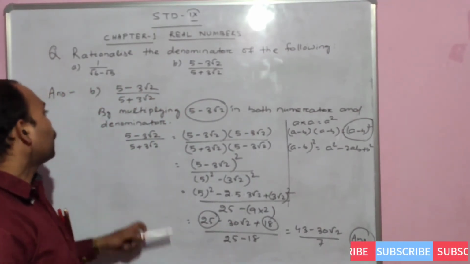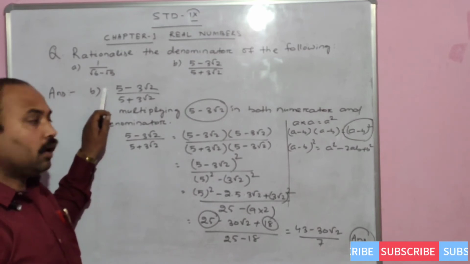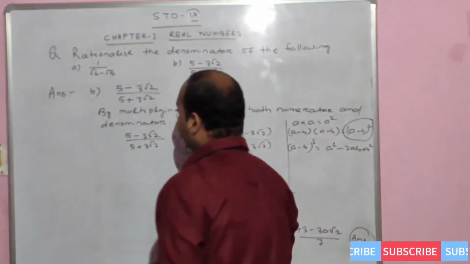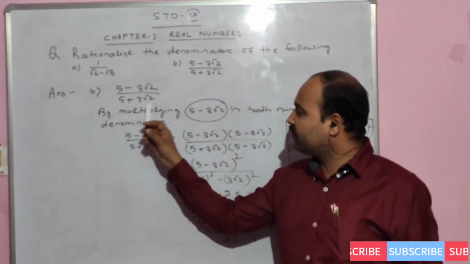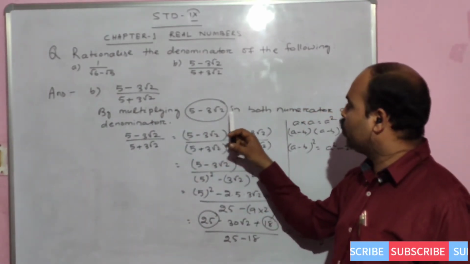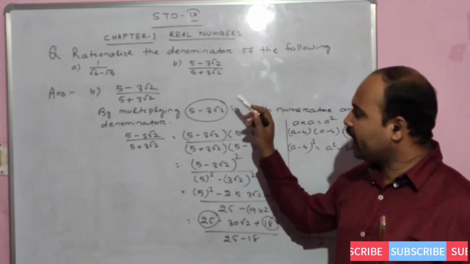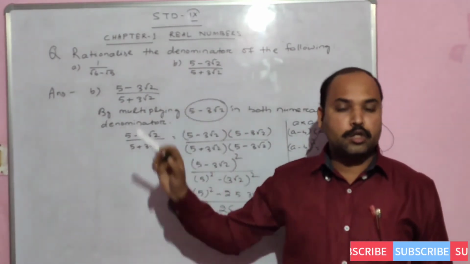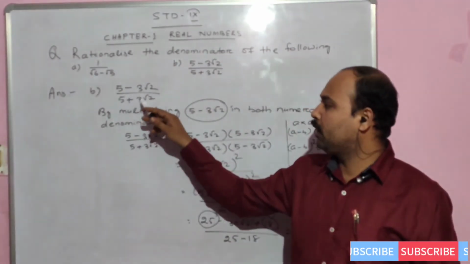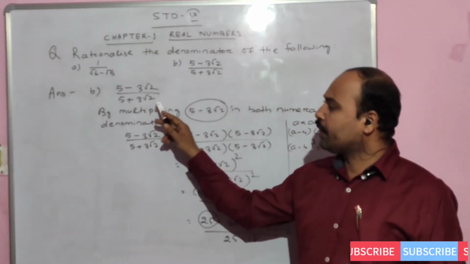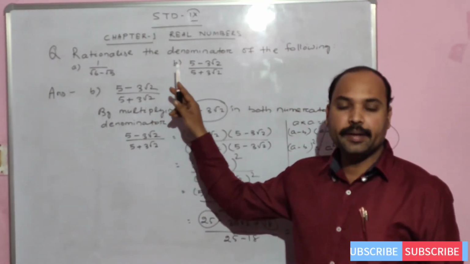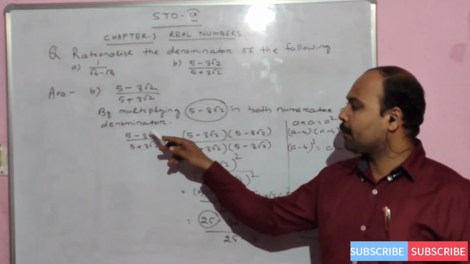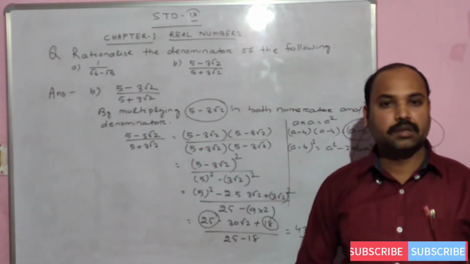Again I am explaining it. When we rationalize the denominator of (5 - 3√2)/(5 + 3√2), then what will we do? We have to multiply by 5 - 3√2 in both numerator and denominator. From where do you get 5 - 3√2? So 5 - 3√2 is the conjugate number of 5 + 3√2. Okay? So the conjugate number of the denominator is multiplied in both numerator as well as the denominator. So it is written here (5 - 3√2)/(5 + 3√2).